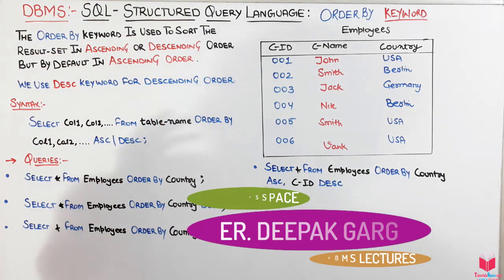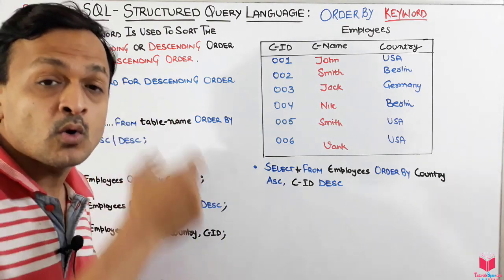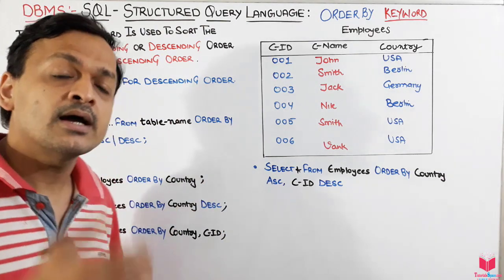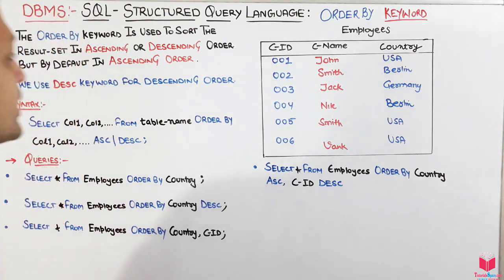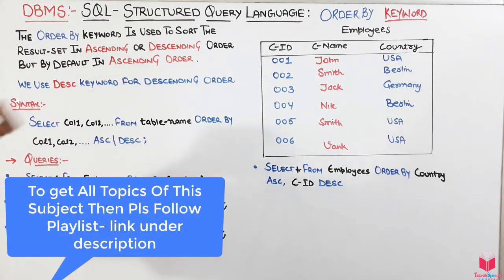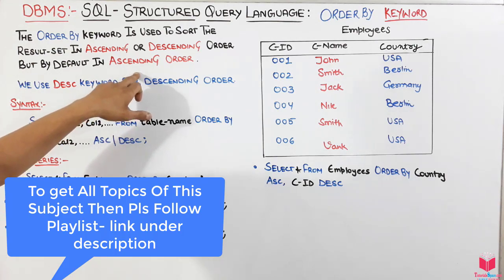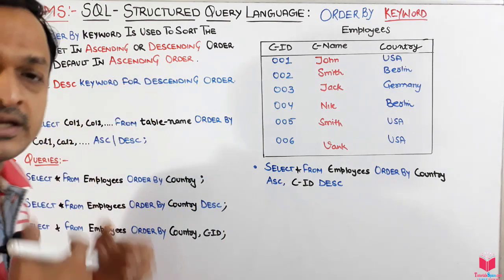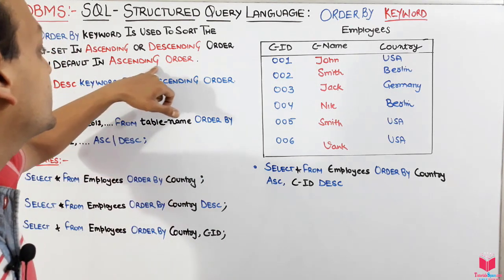The ORDER BY keyword is used to sort the result set in ascending or descending order, but by default in ascending order. If we have a table and we want a column or a number of columns in ascending or descending order in our output, then we can go for the ORDER BY keyword. By default it will sort in ascending order. If you forget to use the keyword ascending or descending, it will give you the answer in ascending order.